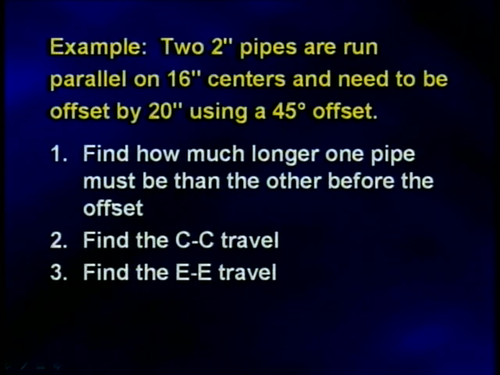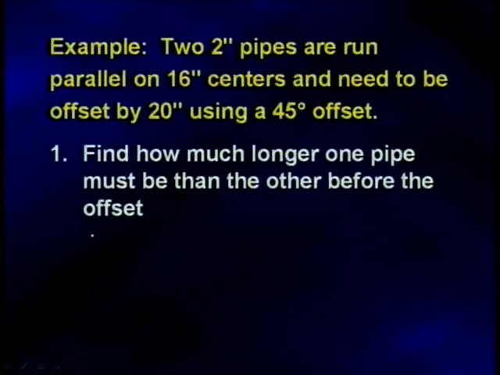So there's three things that we're going to need to find in this example. First, we have to find out how much longer one pipe will be than the other. We have to find the center-to-center travel of the pipe. And then we have to subtract the takeout to actually find the end-to-end travel. So first, let's find out how much longer one pipe is than the other. So we know that C is that distance, and A is the distance between the pipes. And we're going to multiply that by 0.414.